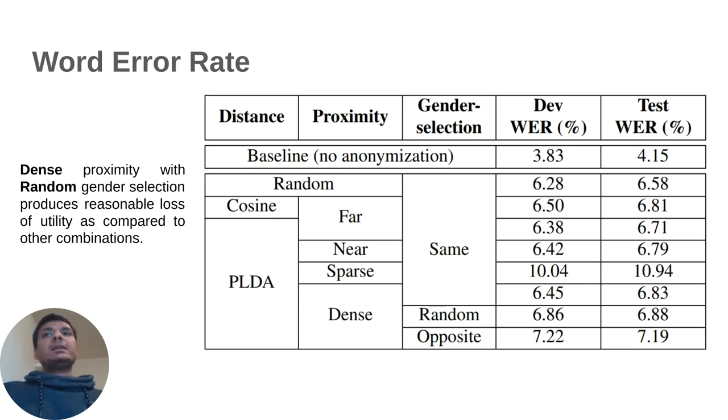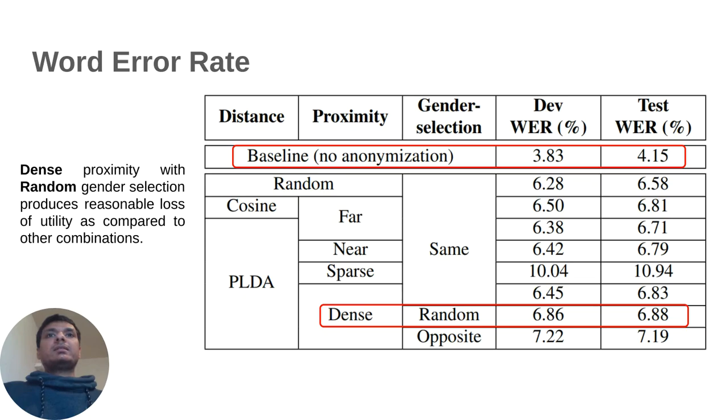Now, in terms of utility, the highlighted row indicates the baseline word error rate, which is 3 to 4%. And you may notice that the rest of the numbers climb up to 6 to 7% after anonymization. A good performing sparse proximity raises the word error rate to up to 10%, which is quite unreasonable from the perspective of anonymization. While you can see that the dense proximity and random gender gives us quite reasonable results in terms of utility.